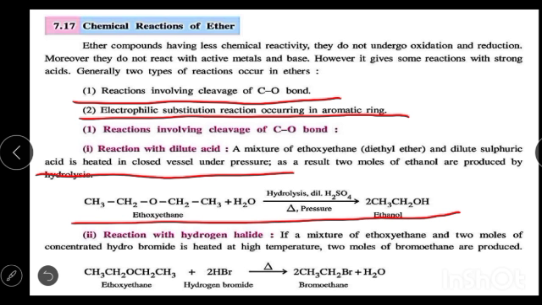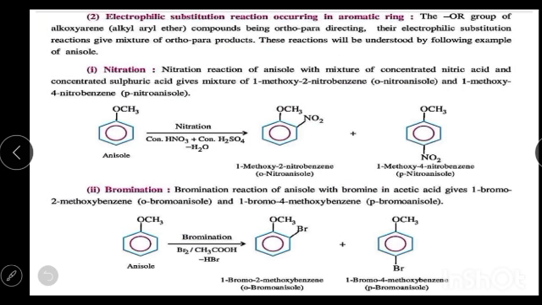That is also dehydration. Then reaction with hydrogen halide. If we treat it with hydrogen halide, it will produce haloalkane. You can see haloalkane will be produced here. That is the other type of reaction. Then it will undergo electrophilic substitution reaction. This is in the case of aromatic ethers.